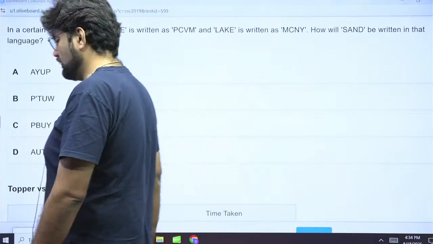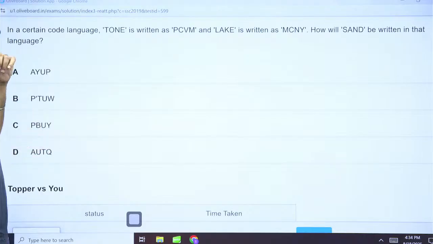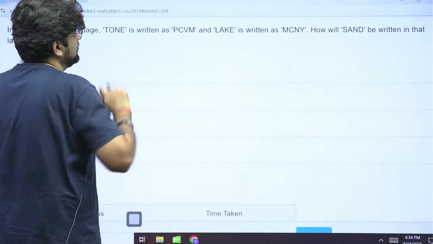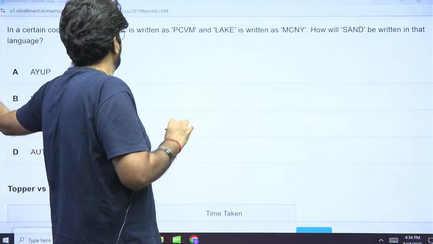So if you see, they are going to increase more and more complex questions for you. They are going to ease down on the regular questions. TONE is written as PCVM. This one is actually interesting. I'll tell you why. You will get a hold of it almost immediately, because you'll get confused here.